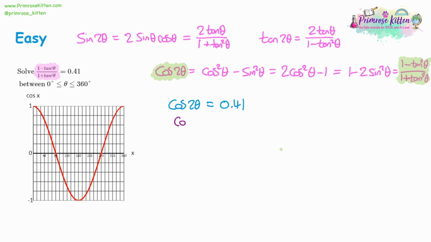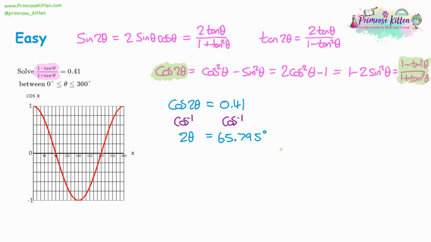So our first step is to do inverse cos to both sides. That'll give us 2 theta is equal to the inverse cos of 0.41. And I'm going to pay attention to my rounding this time. I'm going to do it to 3 decimal places. It's 65.795 degrees. And that's for 2 theta.